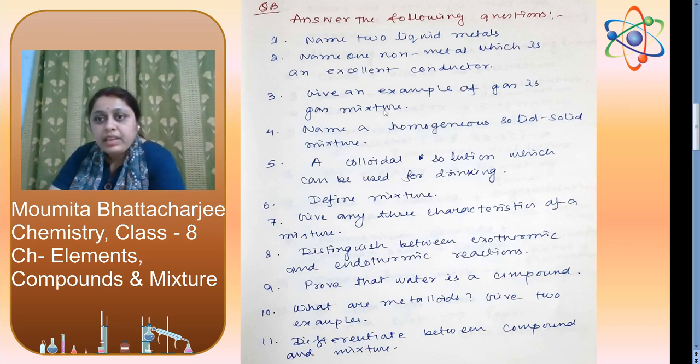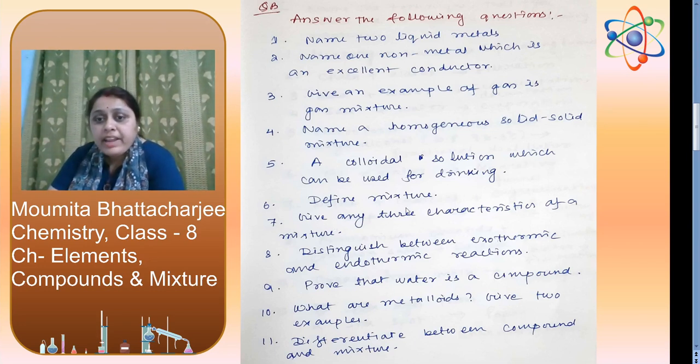Question number 3, give an example of gas in gas mixture. We can say air. Air is a mixture of different gases like nitrogen, oxygen, hydrogen, water vapor, etc. Fourth one, name a homogeneous solid-solid mixture. We can give any example of alloy. We can give the example of brass and bronze. Brass is the mixture of copper and zinc. Bronze is the mixture of copper and tin. A colloidal solution which can be used for drinking. The answer will be milk.